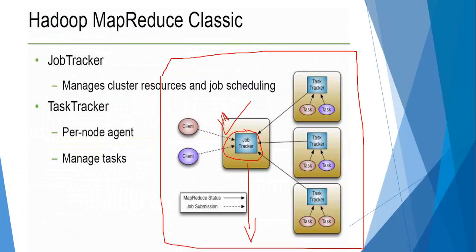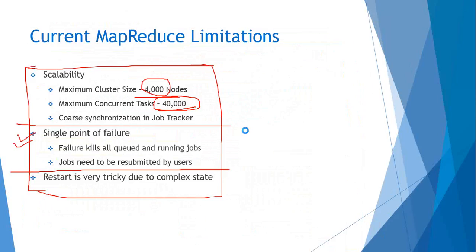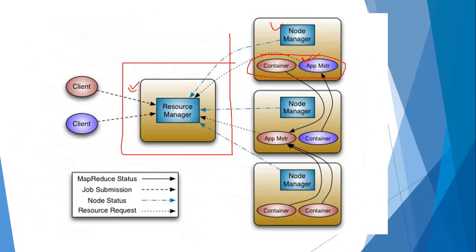So here the job tracker was doing two things. If you can recall, it manages the resources across the cluster as well as monitors the jobs across the cluster. So now the resource monitoring part is given to the resource manager. It just monitors and figures out where the resources are available, nothing else than that. And the monitoring part of the job is handled by the application master.